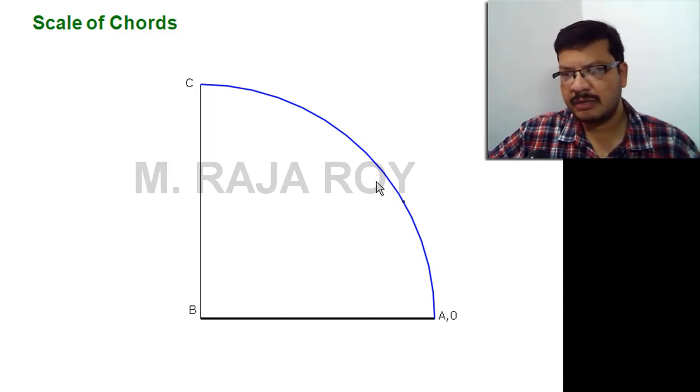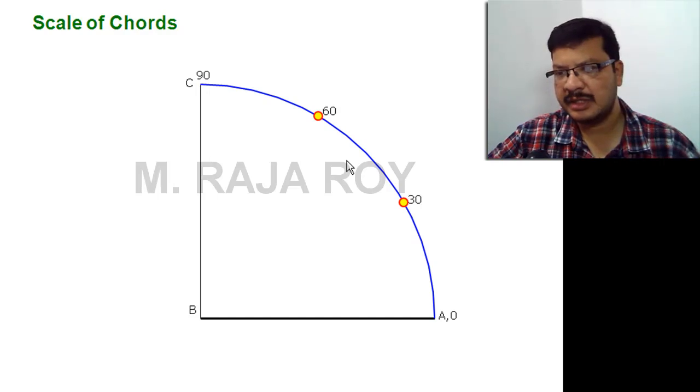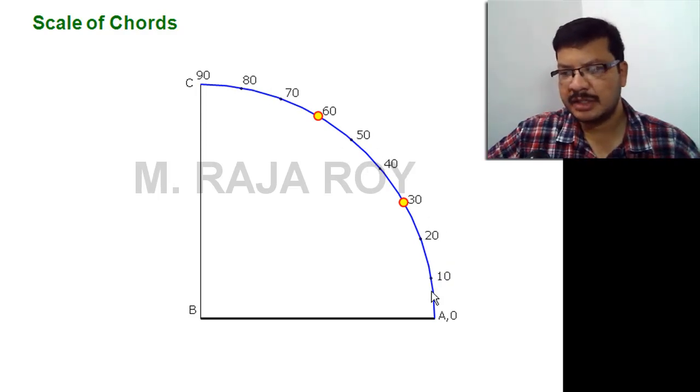For dividing this into 9 equal parts, initially divide this into 3 equal parts by the trial and error method. So using trial and error method, I have divided this into 3 equal parts. This is 30, 60 and 90. Now divide each segment into 3 equal parts, again following the trial and error method as shown. Now 0 to 90, all the degrees are represented along the quadrant.